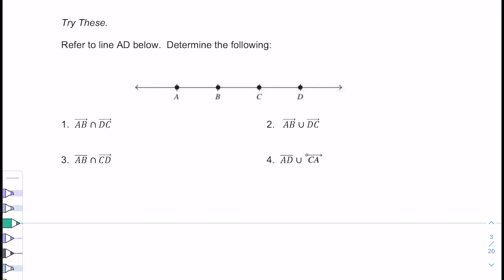Okay, so ray AB would have a beginning at A and keep going on towards B. So remember, it's going to go on forever though. And ray DC means it begins at D and goes on towards C forever. We're looking at where they intersect, which would be these two areas there, which is line segment AD.